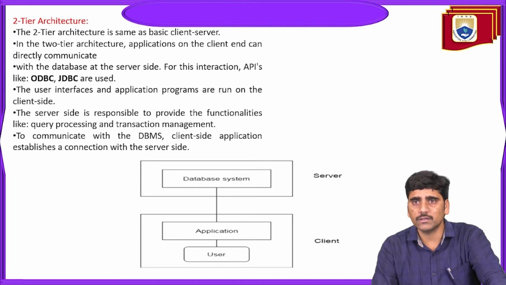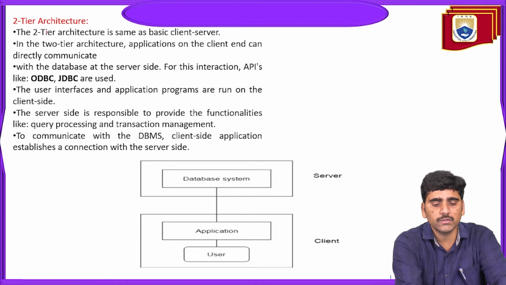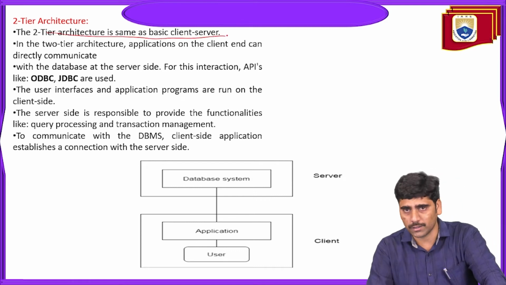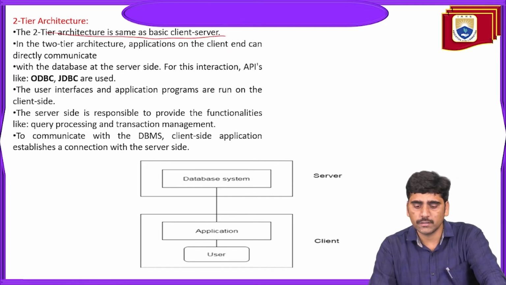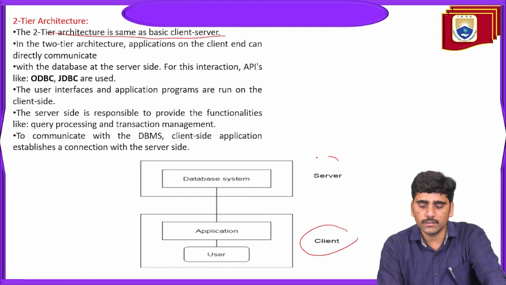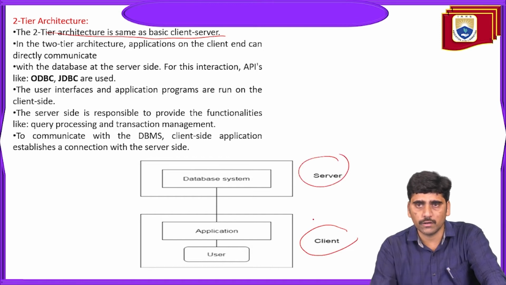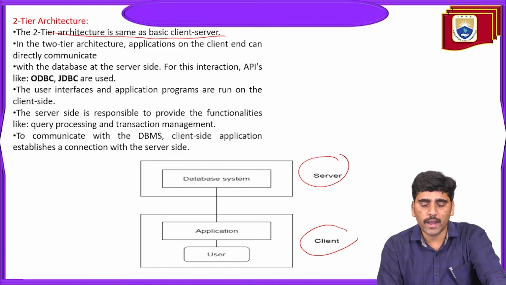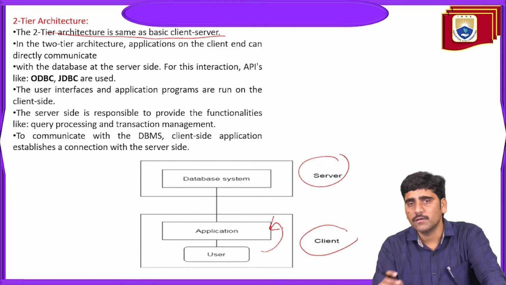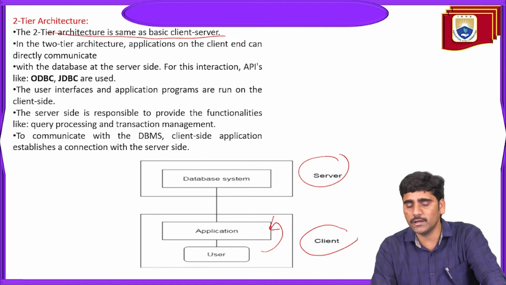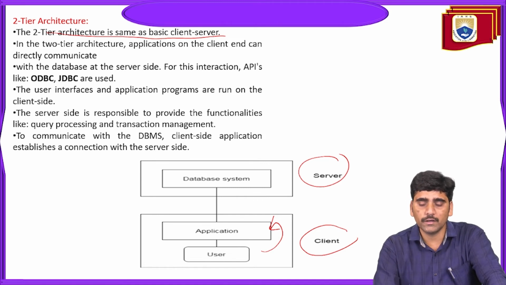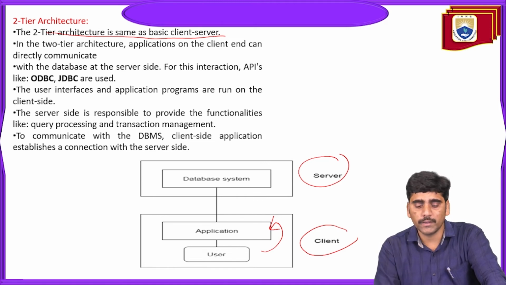And the next one is the two tier architecture. Two tier architecture is the same as the basic client server architecture. This is one client and this is one server. Client to server, but in the middle, at the client side, an application acts as a middleware, an intermediate role, to communicate between the client and the server.